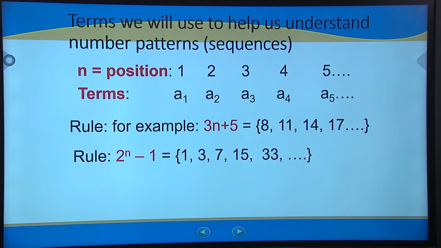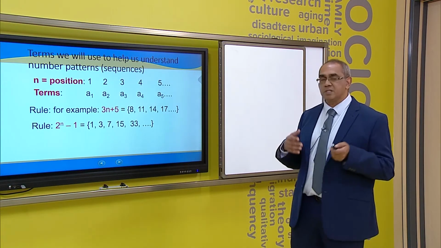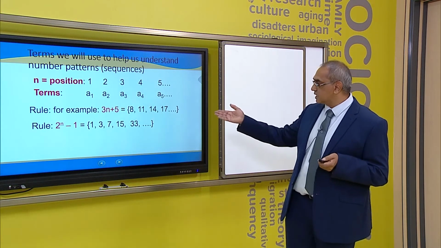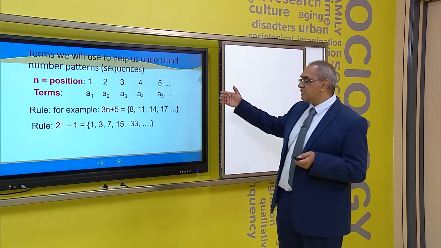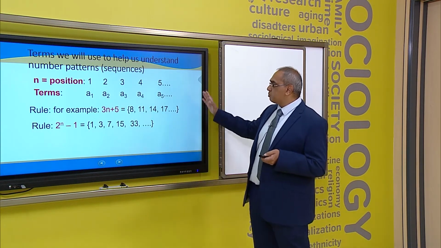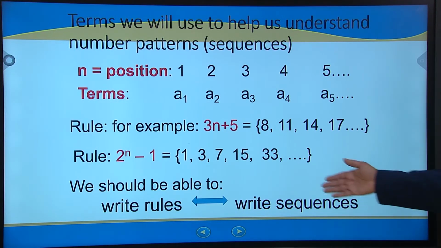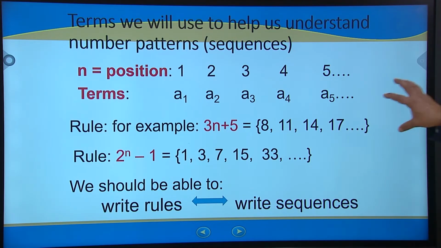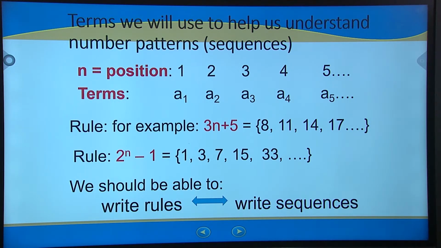There's another rule, a little bit complicated: 2 to the n, minus 1. So that's an exponential rule. So if I put 1 into that, it becomes 2 minus 1, which is 1. If I put 2 in there, it becomes 2 squared, which is 4. 4 minus 1 is 3, and so on. So I can take a rule which is a formula and generate a number pattern. If I look at the number patterns, I should be able to go the other way and write the rules. Okay? So having the formula and writing the number pattern is actually very easy to do. You just substitute n, 1, 2, 3, 4, 5, and you get your sequence.